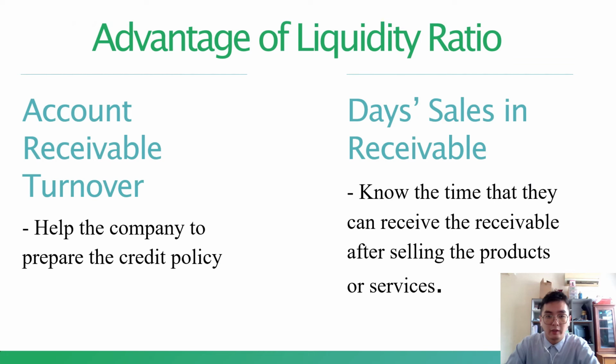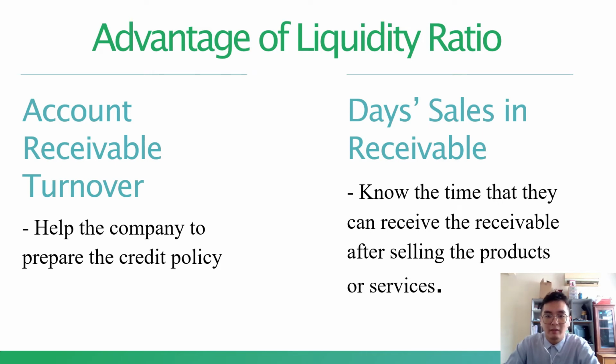So now we will look into the advantage of liquidity ratios. For account receivable turnover, it may help the company to prepare its credit policy. If the ratio is high, it means that the company has good credit management and most of the customers are paying the debt on time. Therefore, the company can increase the credit terms to increase revenue. However, when the ratio is low, it means that the company has a bad credit policy and poor collection efforts. The company needs to adjust its credit policy to improve liquidity.